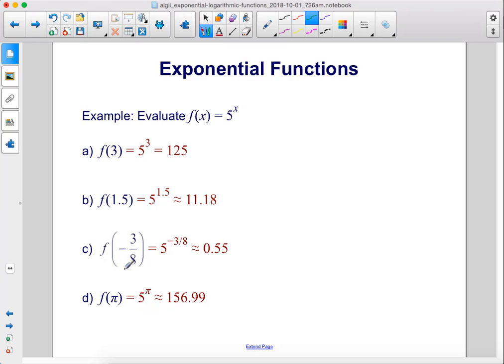F of negative 3 over 8 would become 5 to the negative 3 over 8 power, which is about 0.55. And f of pi would be 5 to the pi power, which is 5 to the 3.14 power about, which is around 156.99.